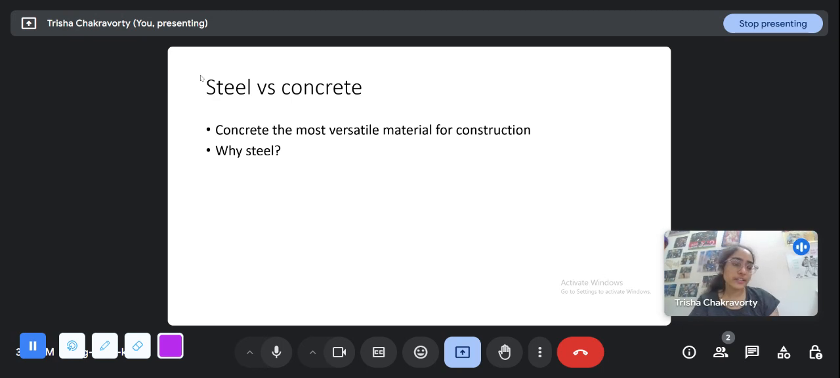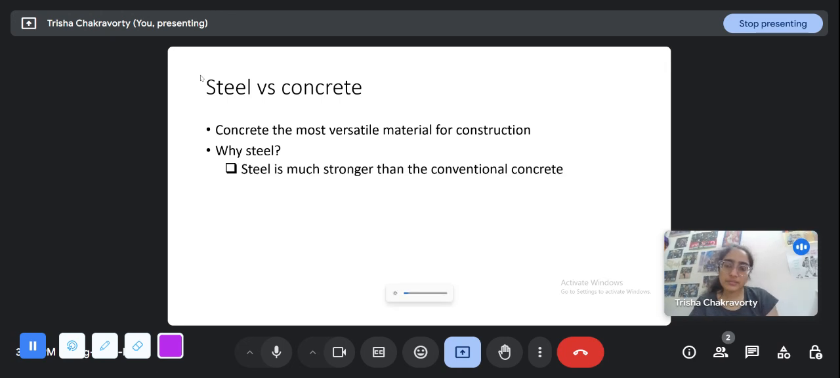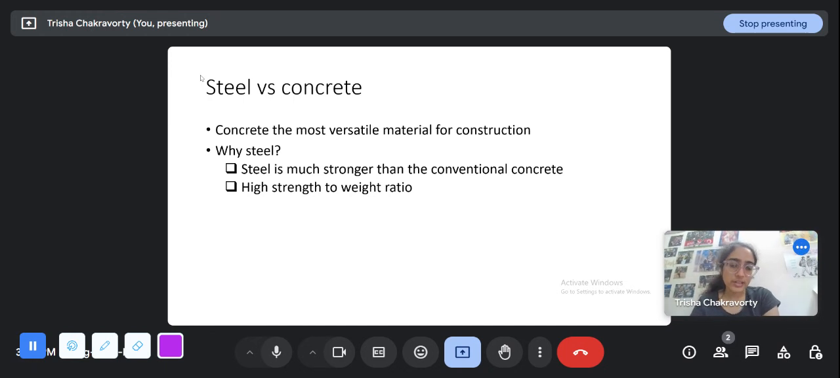In undergraduate courses we generally start with concrete design, because concrete is the most versatile material for construction, and around us most of the structures that we still see are made of concrete, reinforced concrete. So why do we use steel? Steel is a much stronger material than conventional concrete. Steel also has a high strength to weight ratio. That means that to generate the same amount of strength, steel structures are lightweight, so they are used in some specialized structures like towers, bridges, etc. And steel is also ductile compared to concrete.